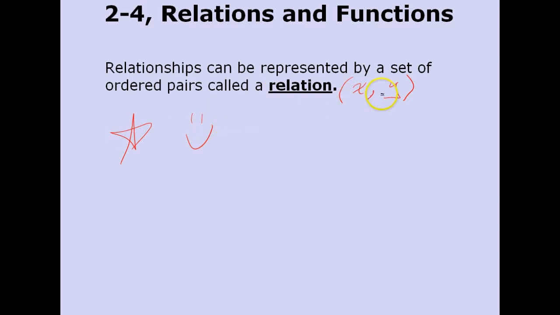So whenever I'm dealing with, say, an x and y value, that is an ordered pair. That's a relation. So any x, y value is a relation. That's simple. Any questions there?